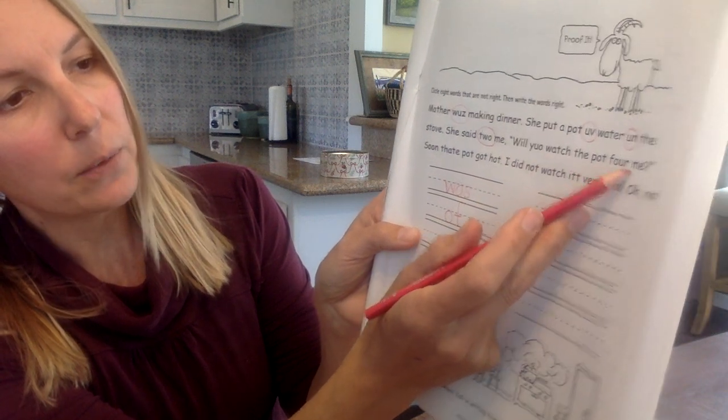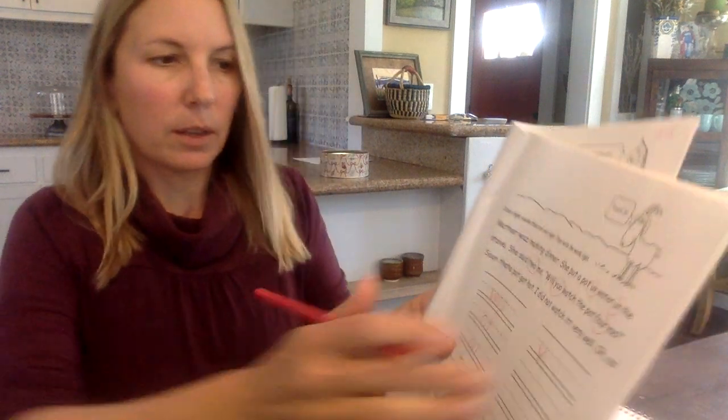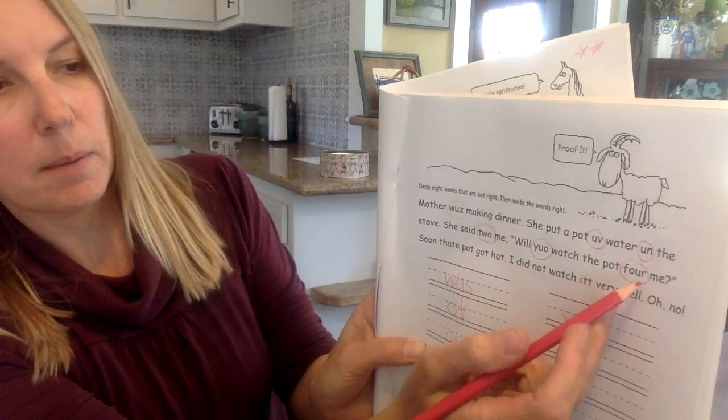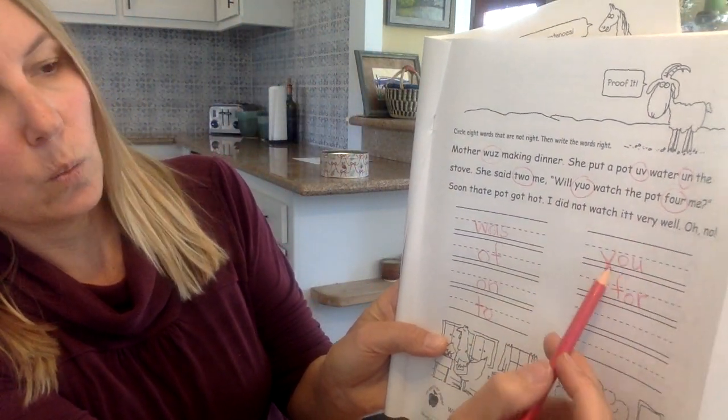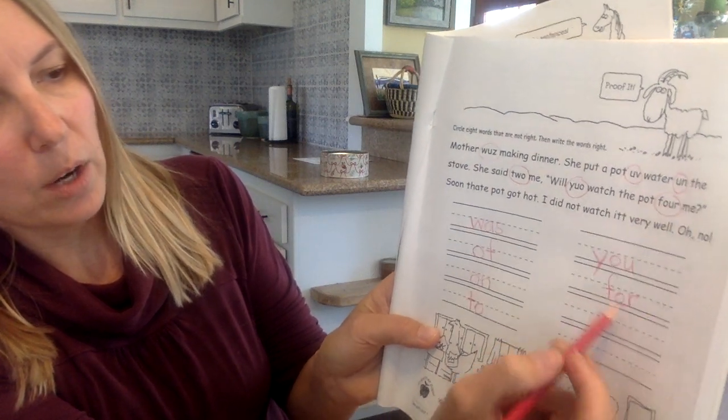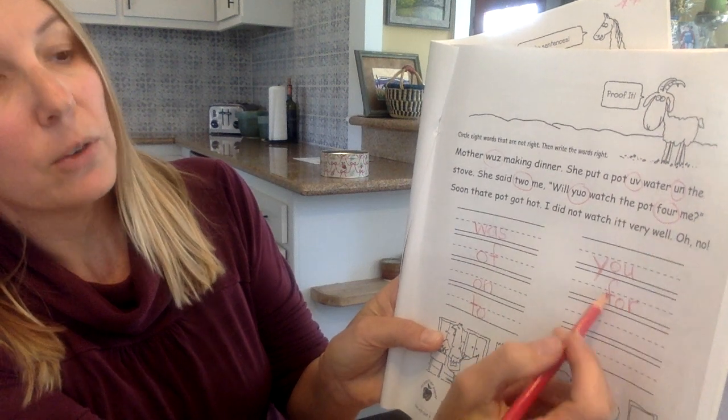Will you watch the pot for me? 2 mistakes there. Will you watch the pot for me? Okay, I'm going to give you a clue. The first mistake is you. The second mistake is 4. That's the number 4. So while I'm writing them correctly on the line, I want you to try it on your own. How do you spell you the correct way? And which 4 is the right 4 for this sentence? Okay, Y-O-U spells you. This is the number, so this is how they should have spelled it. Will you watch the pot for me?